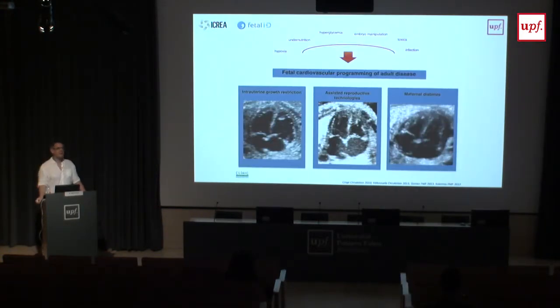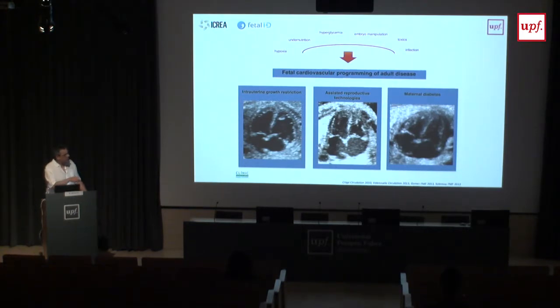Now, very interestingly, it's not only growth restriction, but there are also many other fetal conditions that will change the formation of the heart and the geometry. So intrauterine growth restriction gives you a biventricular change in the geometry. But we also see that in vitro fertilization or maternal diseases, in this case maternal diabetes, will also change the geometry of the heart, but it does it differently.